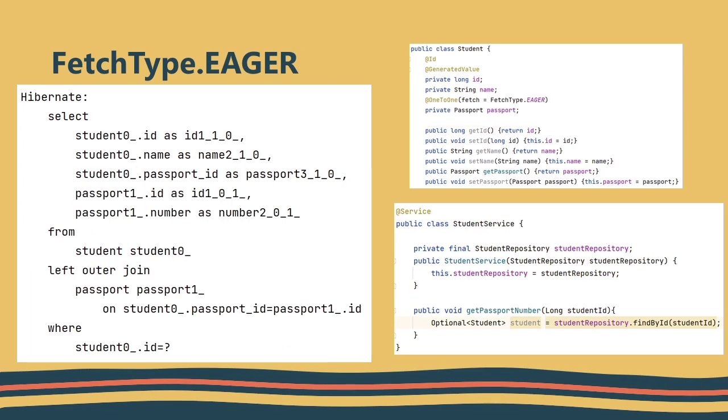Now let's try with FetchType.EAGER. Here you can see I have set FetchType.EAGER to the passport. When we just query the student, the passport also comes along with the student. Whether you request the passport or not, it comes along.